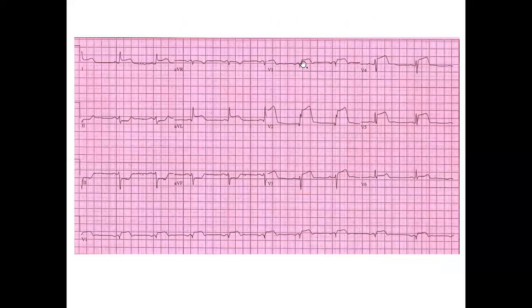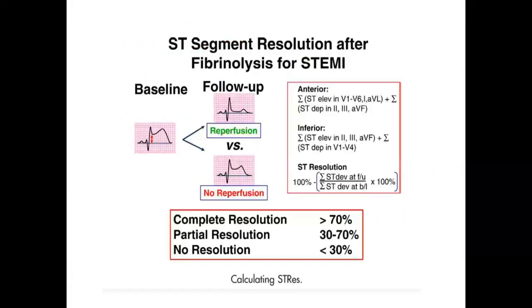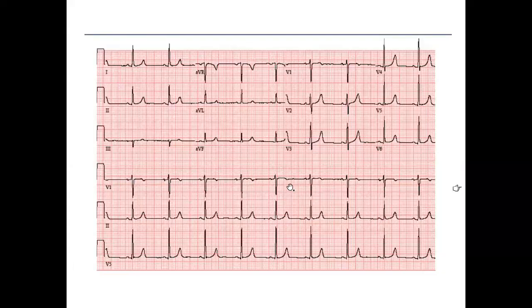You can see here the R wave amplitude is very much less when compared to the S wave. So R wave has not dominated the S wave. This is suggestive of poor R wave progression, which is seen in MI. It can also be seen in other conditions, but MI will have poor R wave progression. Sometimes, if the myocardium is completely damaged, the R wave will disappear completely. So after thrombolysis, if the R wave amplitude increases, it means that there is successful thrombolysis.